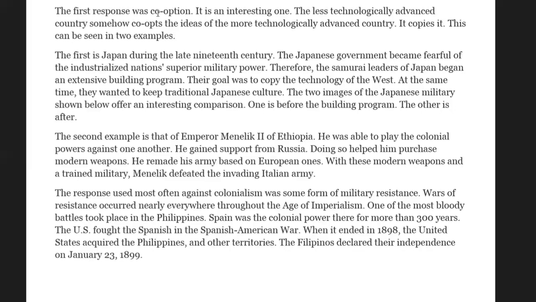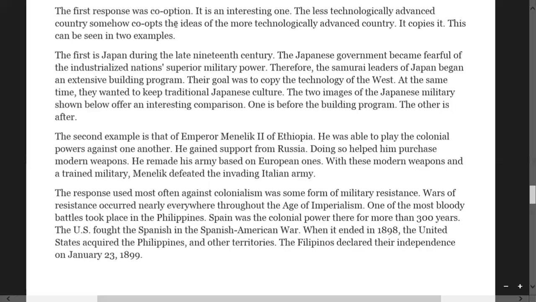And the Japanese very successfully modernized their country quickly and were able to push back and fight against the colonizers by defeating, most famously, the Russians in the Russo-Japanese War, and they became a colonizer themselves.